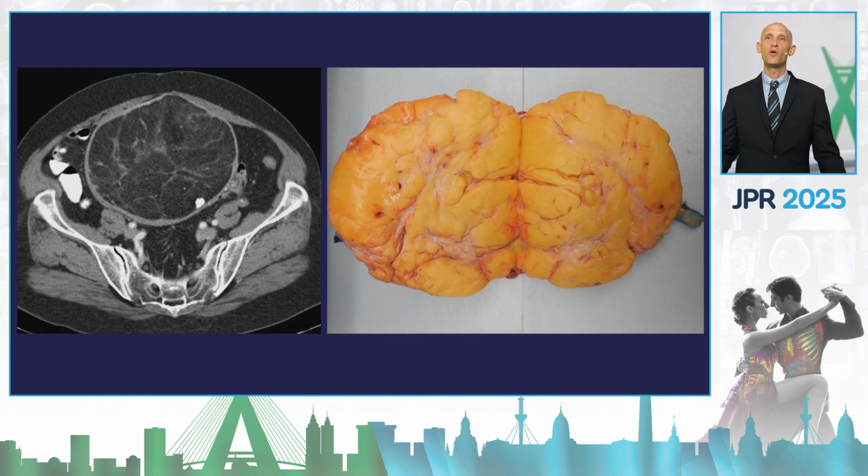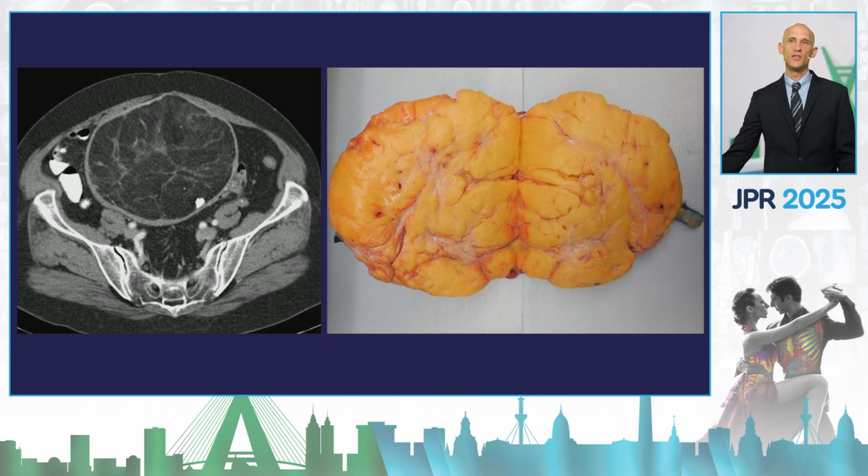Okay, here's another example. This one has made the transition to nearly complete fat attenuation at CT. You notice the bright yellow color of this mass reflecting the large amount of fat at histology.